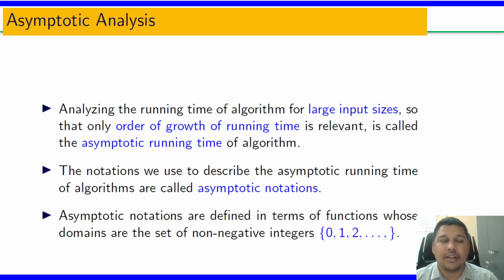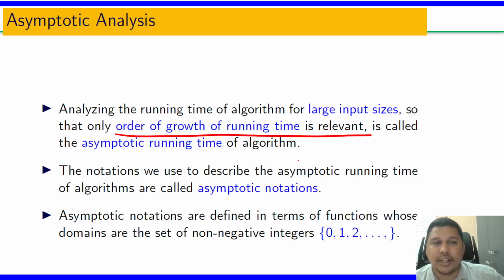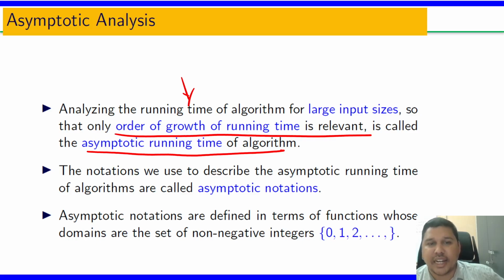Okay, so what is this? Analyzing the running time of an algorithm for large input sizes, so that only the order of growth of runtime is relevant. We understood that only order of growth is the relevant criterion. So analyzing the running time of the algorithm using order of growth is called the asymptotic running time of an algorithm.